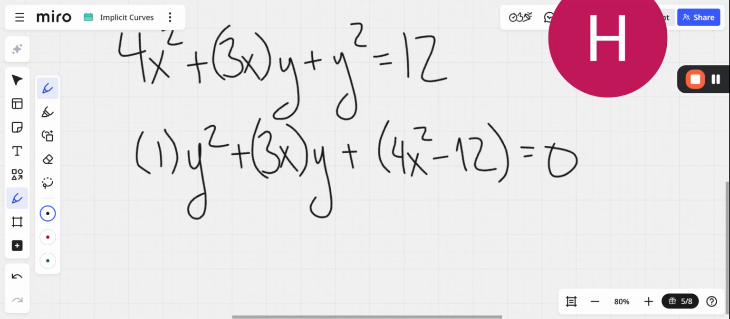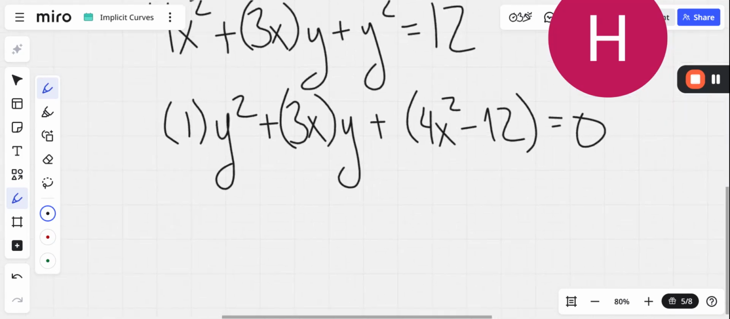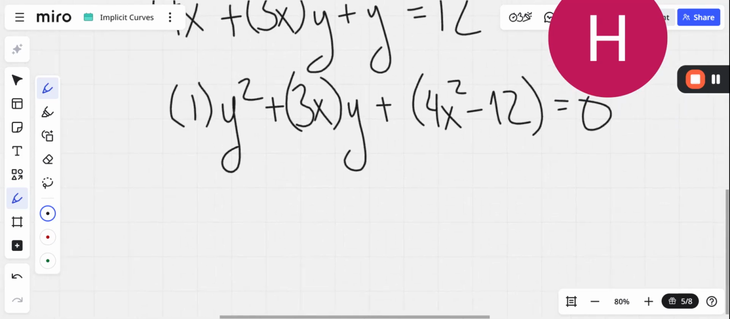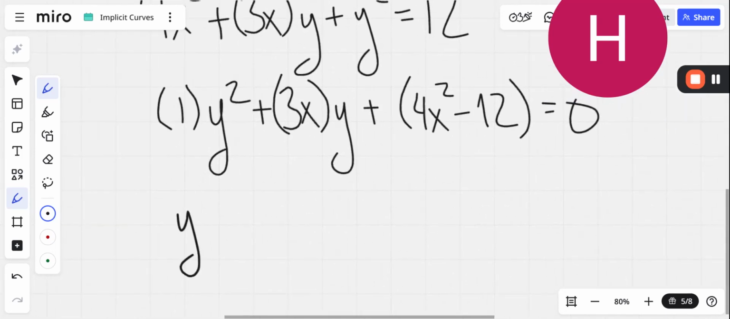And to solve a quadratic equation, we could try to factor this if you'd like to find two expressions whose product is 4x squared minus 12, and their sum is 3x. I wouldn't really volunteer for this. I would elect the quadratic formula here. So we're going to use negative b, that's negative 3x, plus or minus.